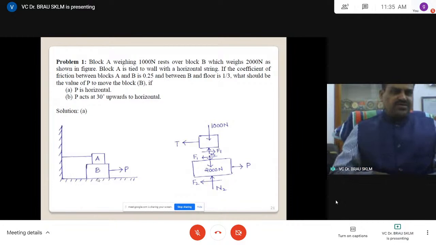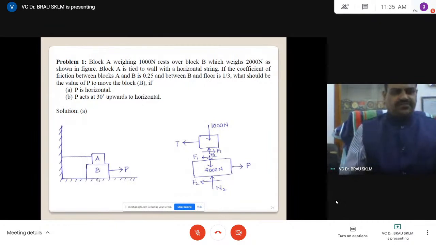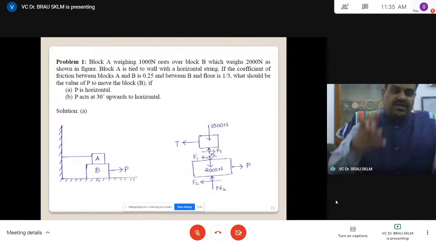I already mentioned previously, when P acts upwards making an angle theta, the reaction force is reduced. That's why, depending on the situation, whether we need more reaction force or less reaction force, accordingly the P location, the P direction can be changed. That is the case here.